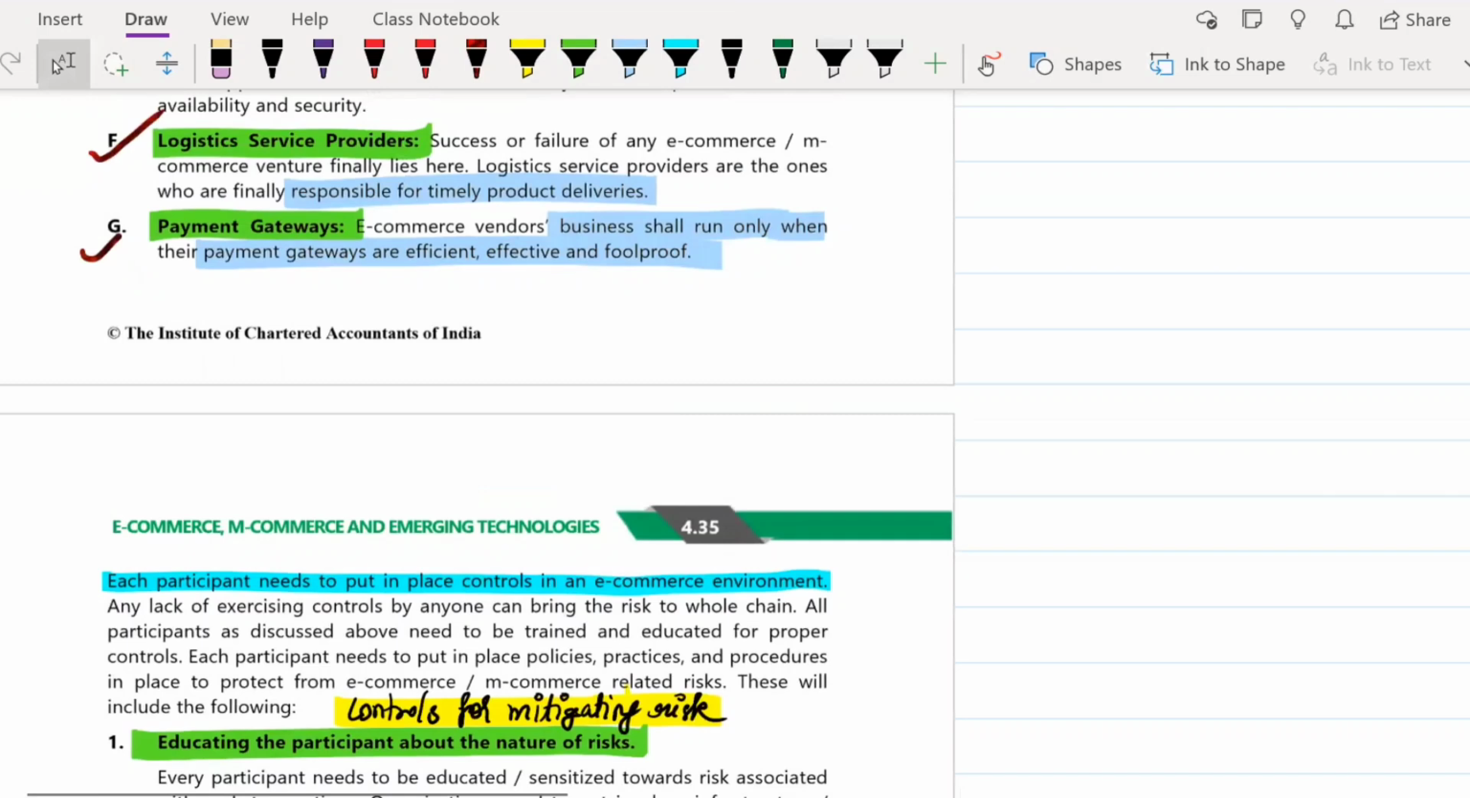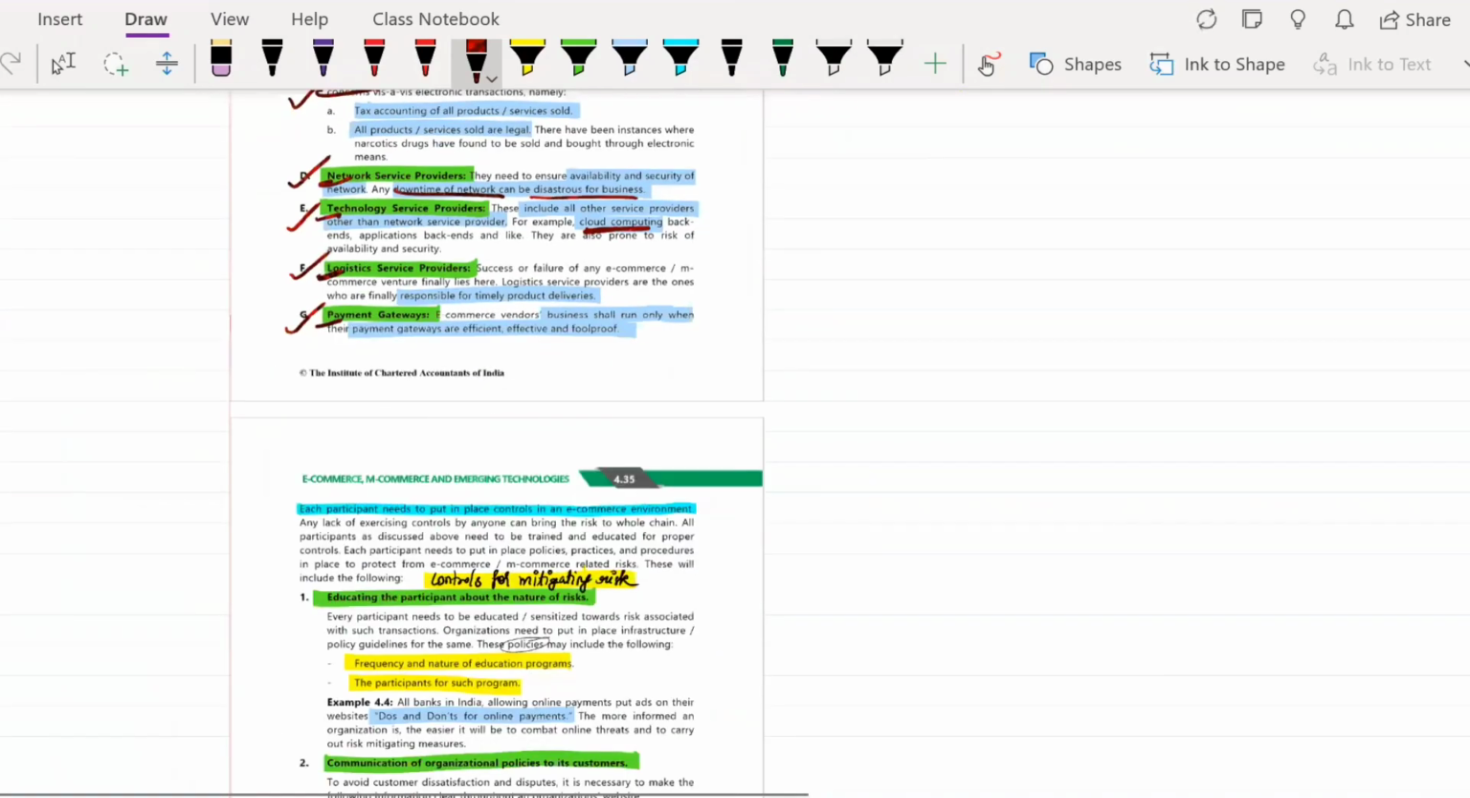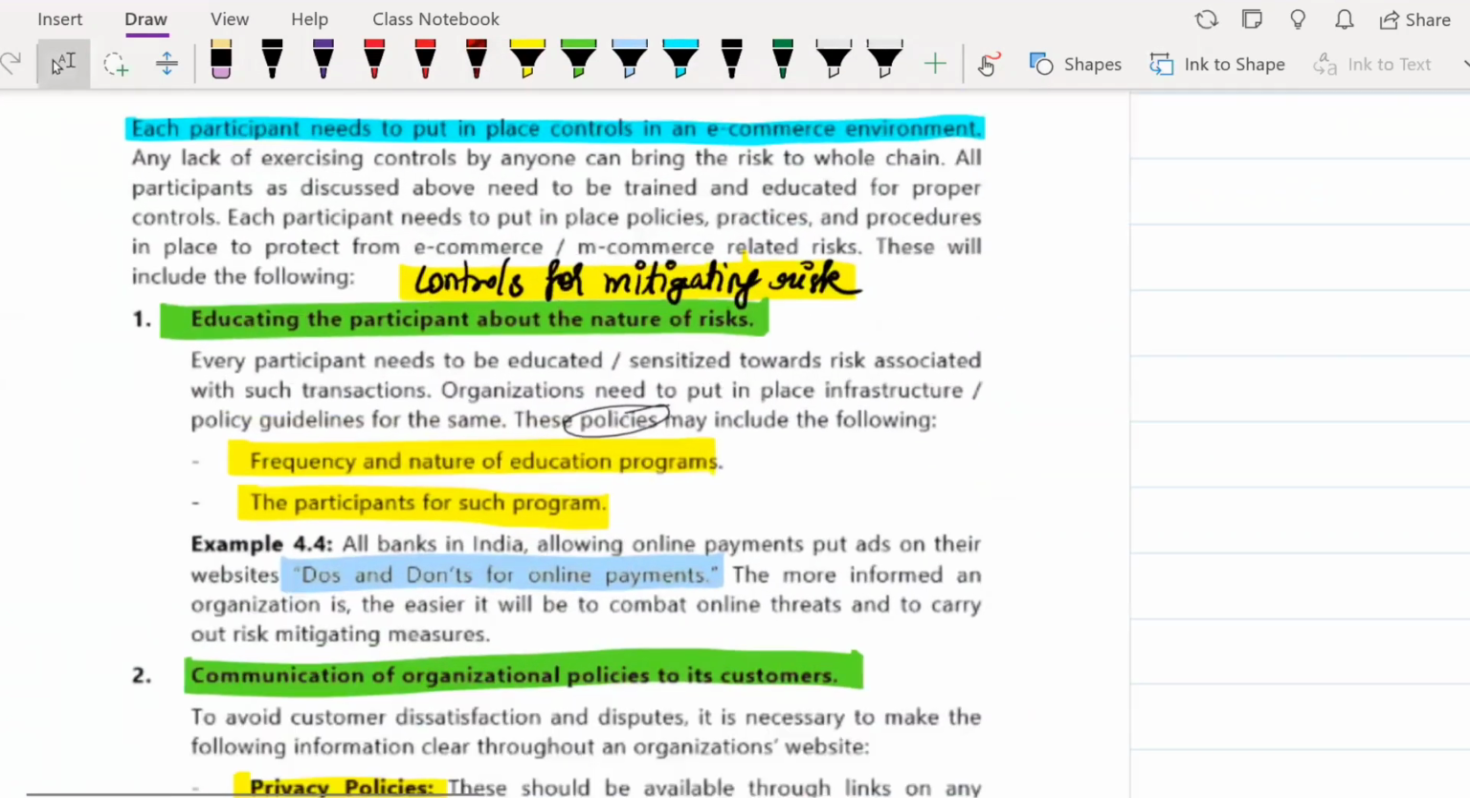So here, if you can see, US government likes National Terrorist Pakistan. So this is the mnemonic. Okay, so I hope that is also clear to you.